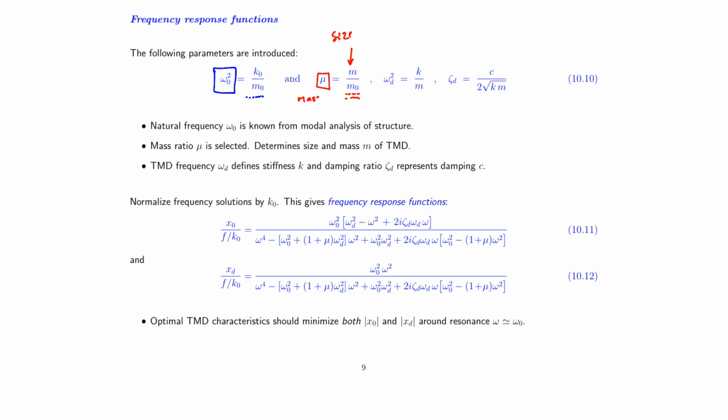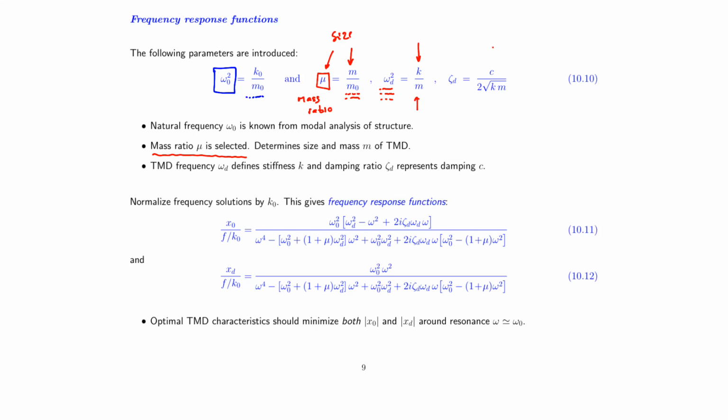So this mass ratio really determines the size of our TMD, and basically also the cost of the TMD. So we should choose or select the mass ratio so that we get sufficient performance of our tuned mass damper. The stiffness is then conveniently represented relative to this TMD mass. Then we have stiffness over mass that defines a natural frequency, and we give this natural frequency a subscript d to represent damper, or TMD as tuned mass damper.